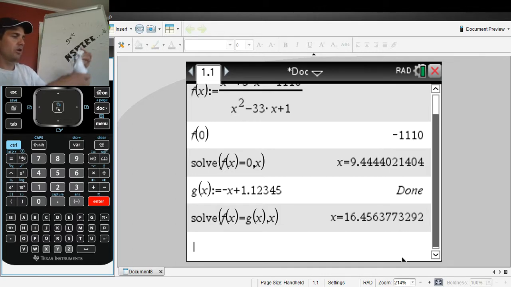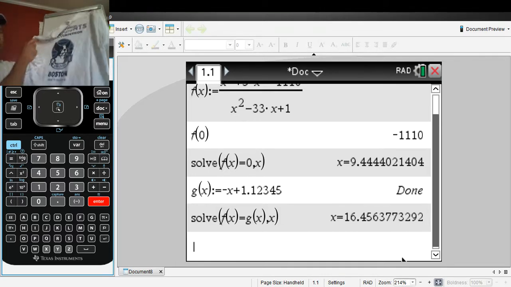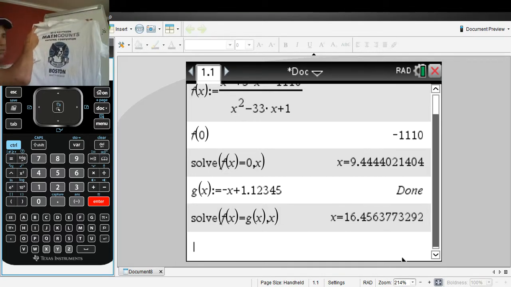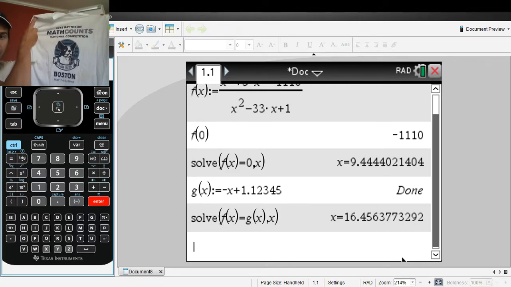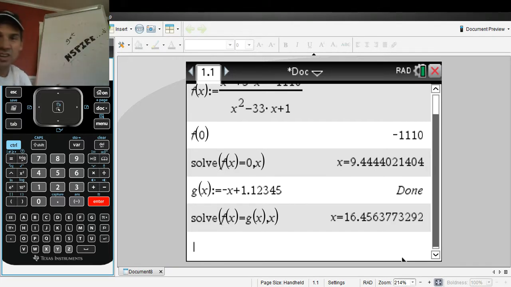One last thing. I have this little shirt here I wanted to show you guys. This is pretty awesome. I don't know if you can see that. That's Albert Einstein. How about that? Pretty nerdy, huh? Well, who am I to judge? I'm making calculator videos.